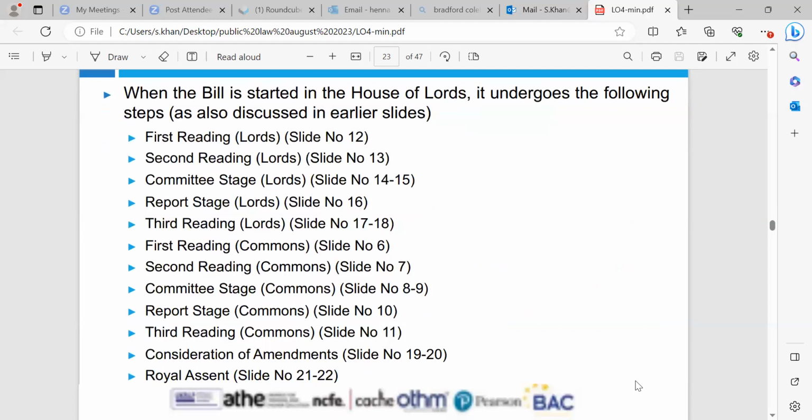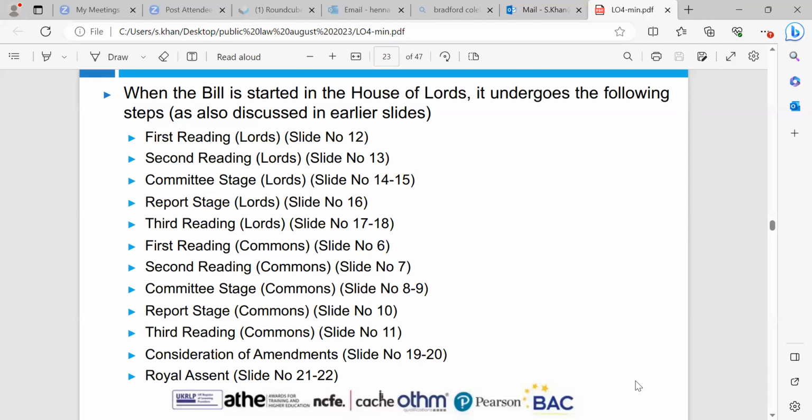So when a bill is started in the House of Lords, it undergoes the following steps, as we've discussed in earlier slides. First reading at the Lords, which is slide number 12. Second reading at the Lords, which is slide number 13. Committee stage Lords, slide number 14 to 15. Report stage Lords, number 16. Third reading Lords, slide number 17 to 18.